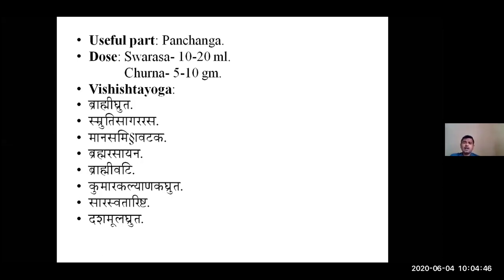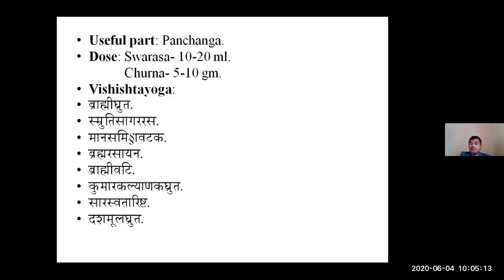The Vishishta Yoga are Brahmi Gruta and Smruti Sagara Rasa. Please remember Jyotishmati. While explaining the Jyotishmati Vishishta Yoga, there is Jyotishmati Thaila, and another important preparation called Smruti Sagara Rasa, which is helpful to regain the memory. That is Smruti Sagara Rasa, which will enhance the memory power.